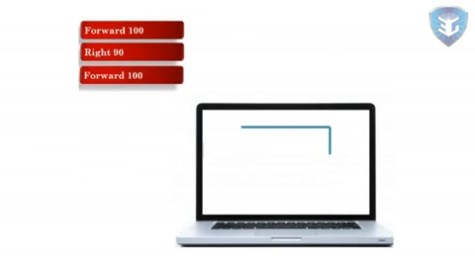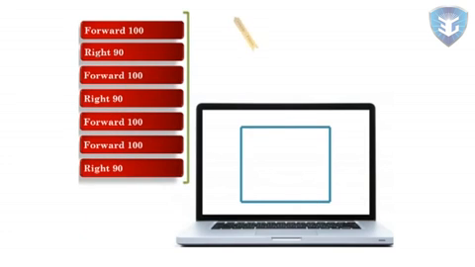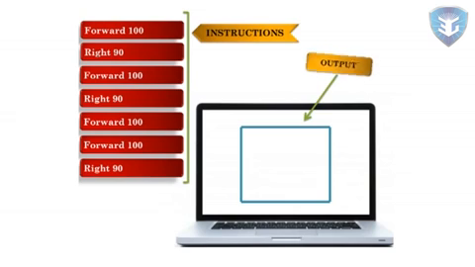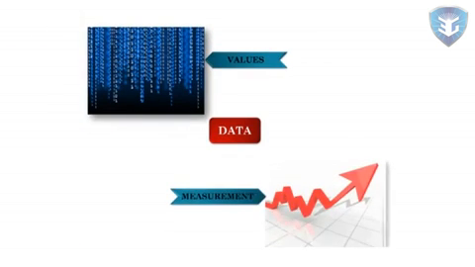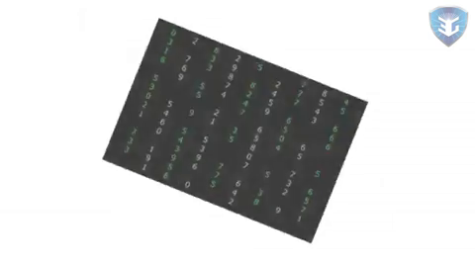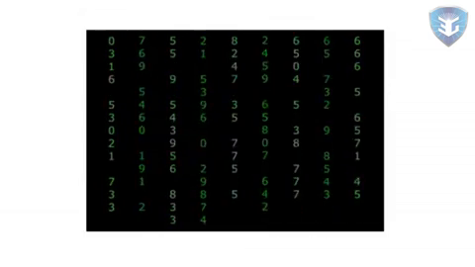The computer has a characteristic of responding to a specific set of instructions in a well-defined manner, and it can execute a pre-recorded list of instructions called a program. The computers contain data in it. Data is a collection of facts such as values or measurements. It can be numbers, words, measurements, observations, or even just descriptions of things.